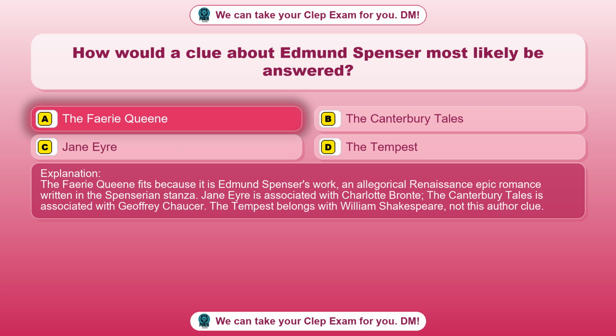The Faerie Queene fits because it is Edmund Spenser's work, an allegorical Renaissance epic romance written in the Spenserian stanza. Jane Eyre is associated with Charlotte Brontë. The Canterbury Tales is associated with Geoffrey Chaucer. The Tempest belongs with William Shakespeare, not this author clue.